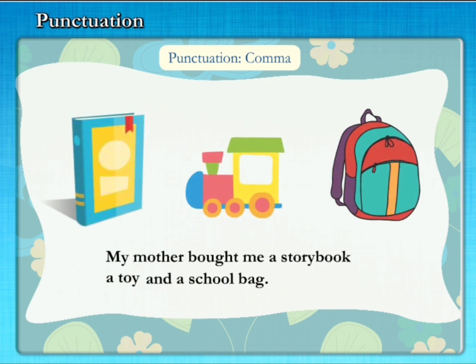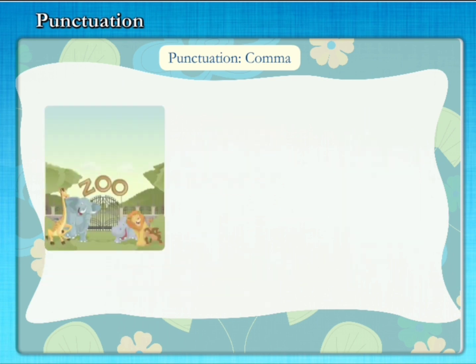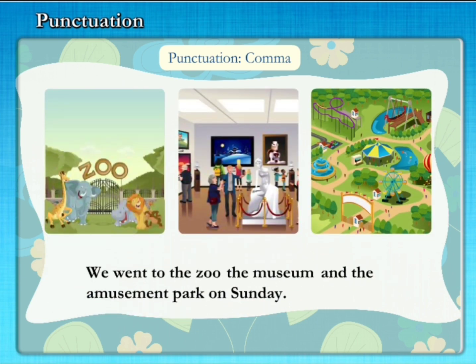My mother bought me a storybook, a toy, and a school bag. Where should we put commas in this sentence? Correct. We should put commas after the words storybook and toy because they are items in a list. We went to the zoo, the museum, and the amusement park on Sunday. Where should we put commas in this sentence? Yes, we should put commas after the words zoo and museum because they are items in a list.